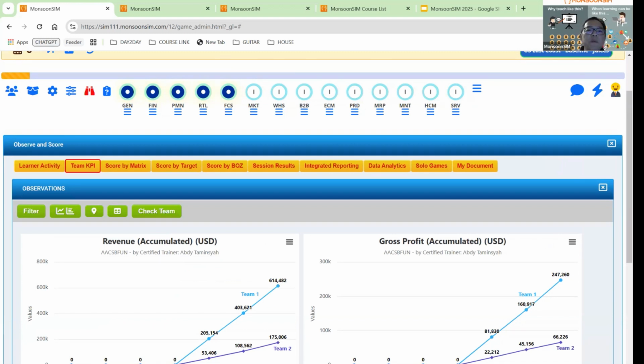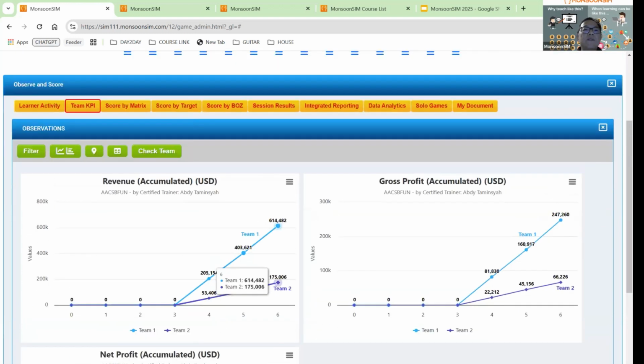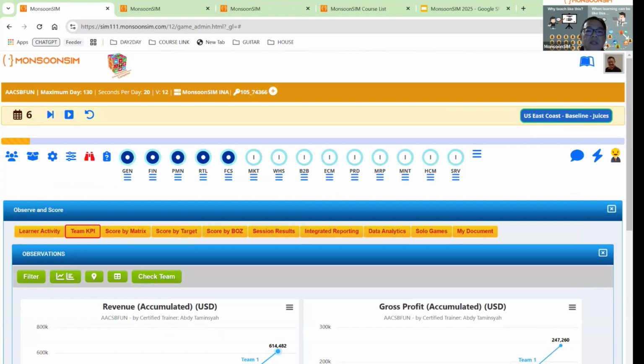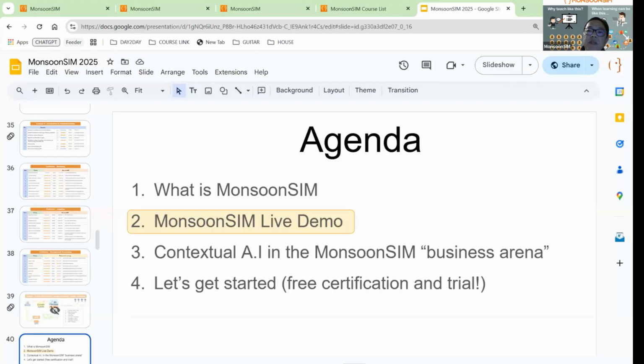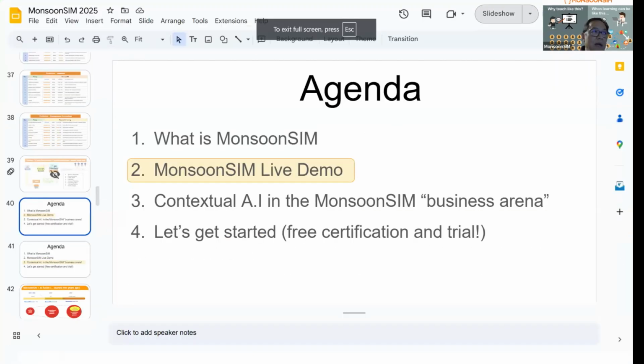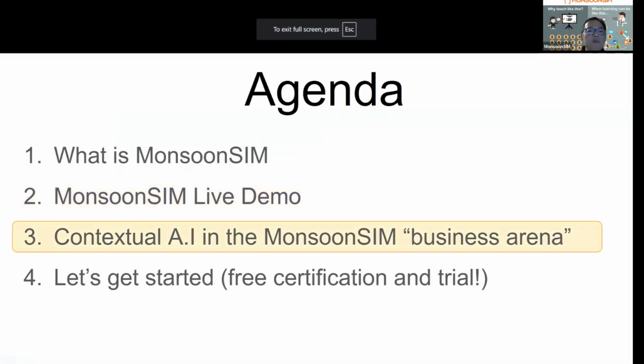Okay, no problem. So now let's go back to my presentation here, which is contextual AI. Earlier I mentioned that when you run this... so now I'm going to the contextual AI MonsoonSIM. MonsoonSIM is trying to build a business arena where you can have the student immersed into the business arena, and then there's AI that can help them understand.